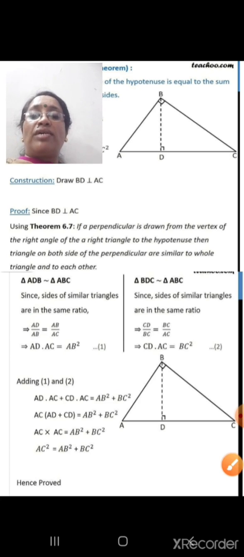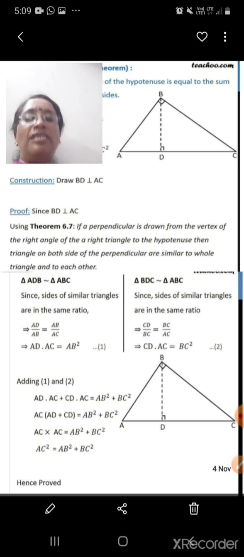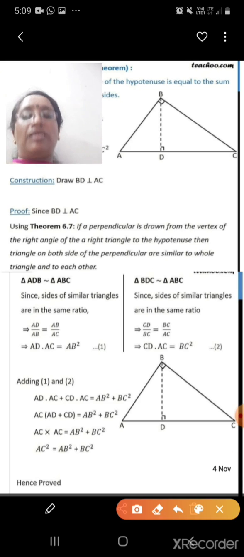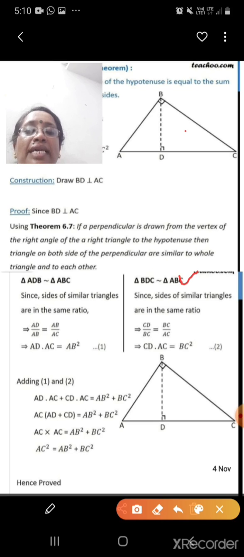One more case we want to consider for proving this, that is the next triangle, this triangle BDC, as well as the big triangle ABC. So BDC is similar to ABC, that we know. Since these two triangles are similar, we can get the ratios CD by BC equal to BC by AC. We have to select those ratios to get a BC square.